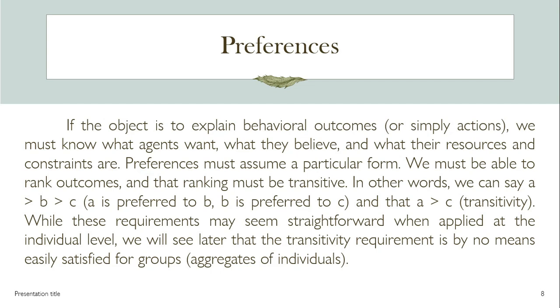This deals with the topic that we have in microeconomics, the law of transitivity. So it's all about preferences. If A is more preferred than B and B is preferred to C, then of course A is preferred to C. While these requirements may seem straightforward when applied at the individual level, we will see later that the transitivity requirement is by no means easily satisfied for groups.